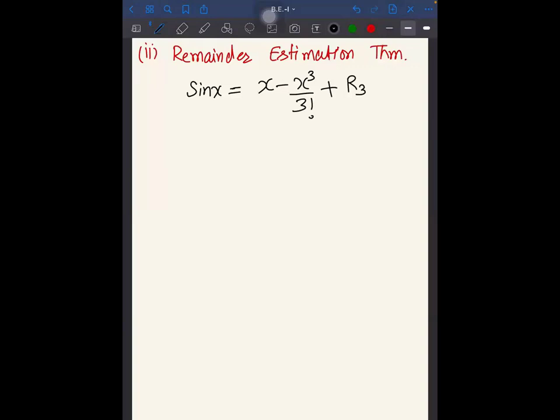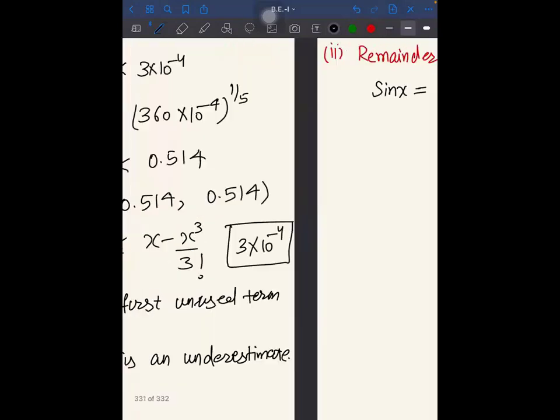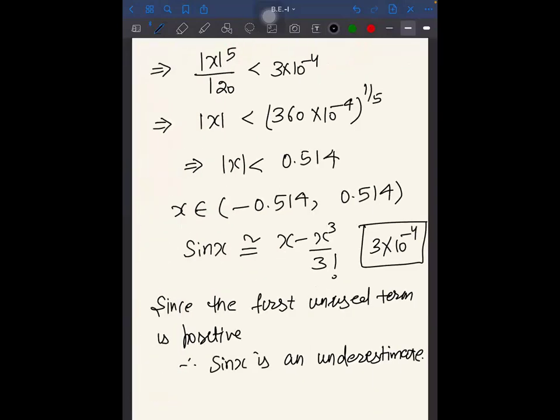Is it fine or not? Sir, please resume from the previous page. Yes, I was saying that the sin x is an underestimate. Why? Because your first unused term is positive. So at that point I just concluded.